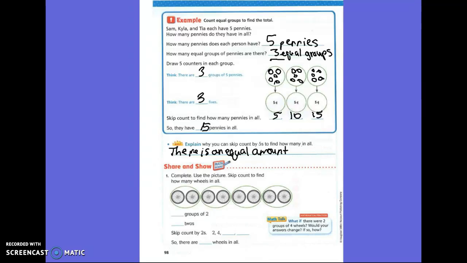There's an equal amount in each group. Because if I had 3, 5, and 5, would those be equal groups? 5 and 5 would be equal, but the 3 wouldn't make that equal, would it? No. Okay.